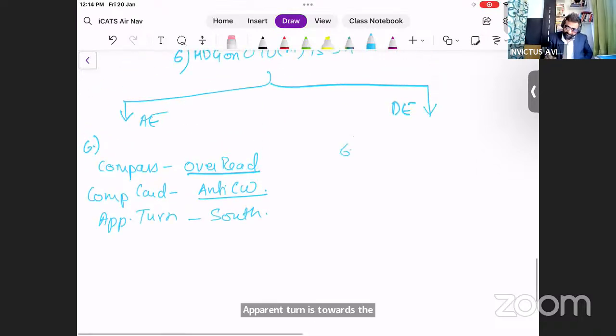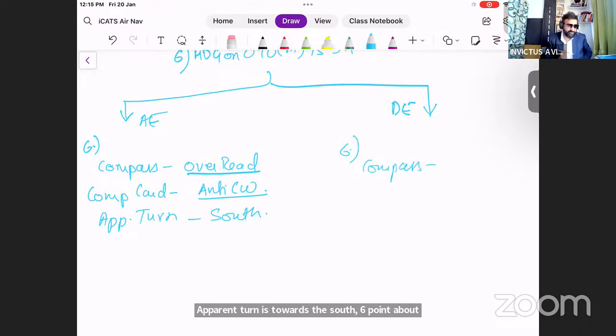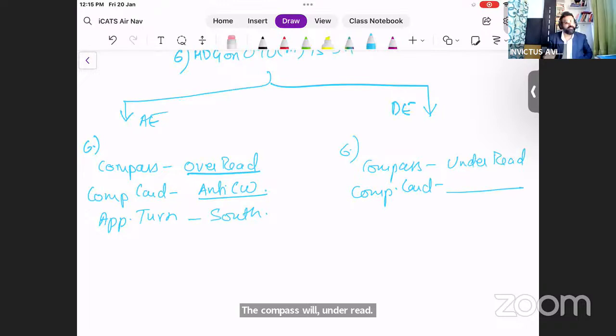Sixth point about deceleration error. The compass will underread, the compass card. Statement is true. I would just want you to read it in the text and then add it. We already know the answer to this. Everybody knows. But check it once. It is the reciprocal confusion.